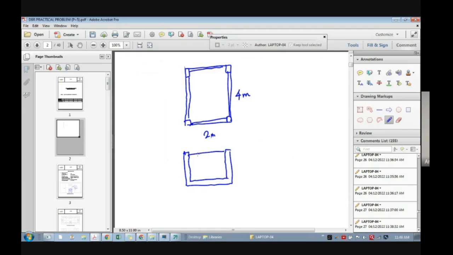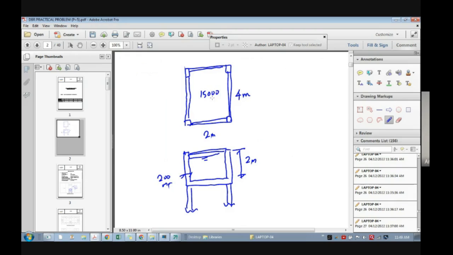And maybe a top slab is there, and there are 4 columns for the water tank. Mention the height of the water tank, let's say 2 meters. This is the water level. Then the thickness of wall, let's say 200 mm. And the water tank capacity, let's say 15,000 liters.